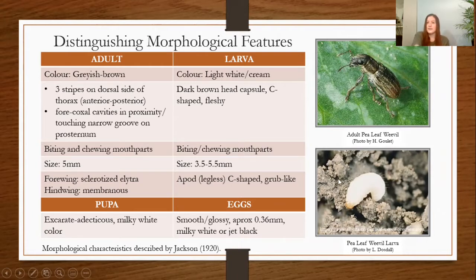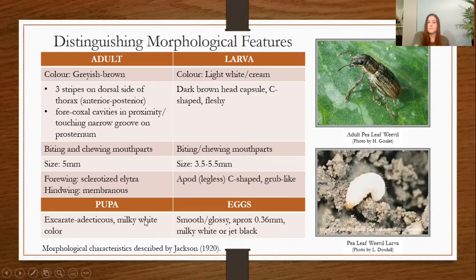The larva, as you can see here, they are that light white, creamy color. They have a dark brown head capsule, and they are C-shaped and fleshy. They also have biting and chewing mouth parts, and they are grub-like, but they are apod, so they don't have any legs. The pupa are going to also be that milky white color, and they're going to look like mummified little dudes. They are exarate, which means that they cannot move any appendages or mouth parts while they are in their pupa.